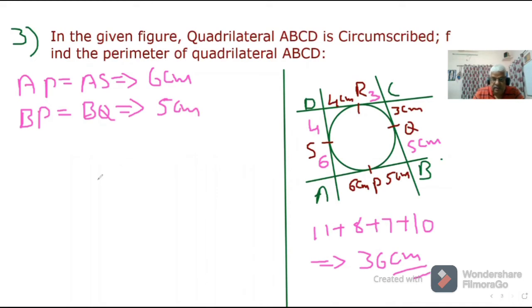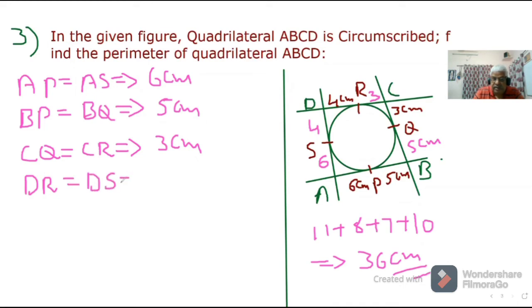Next, CQ is equal to CR. Here, both of them are equal to 3 centimeters. Next, the last one is DR is equal to DS. This one's measurement is equal to 4 centimeters.